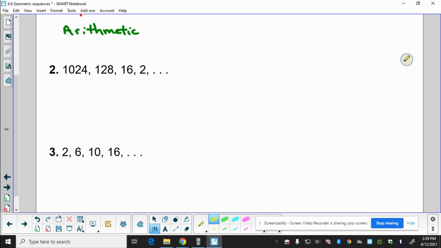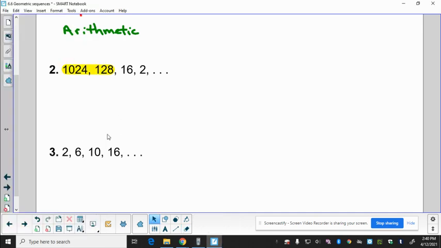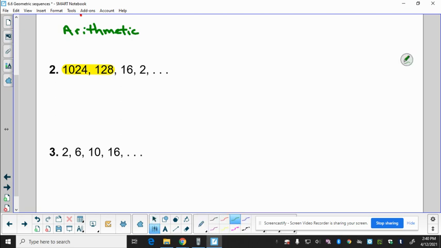Consider a pair of numbers. Maybe try to subtract those. 128 minus 1024. Try that again. All right, struggling there. 128 minus 1024. That's subtracting 896. Does that work? No. That is not arithmetic.